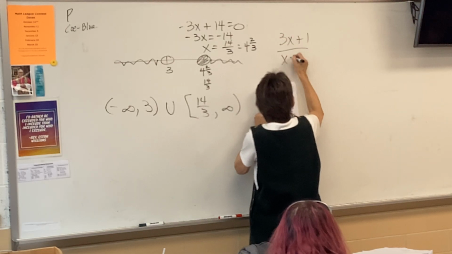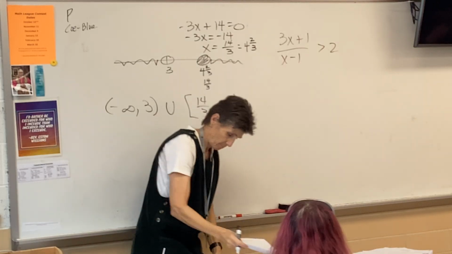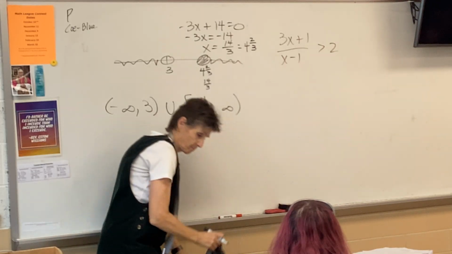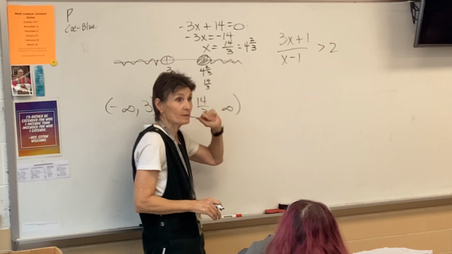All right, who can remember the first step? You have to add a 0. Get a 0 by subtracting 2 from the other side.